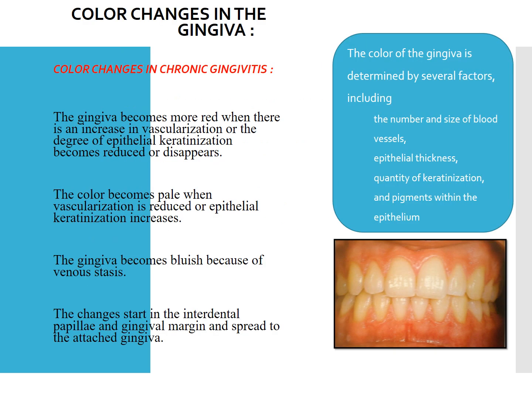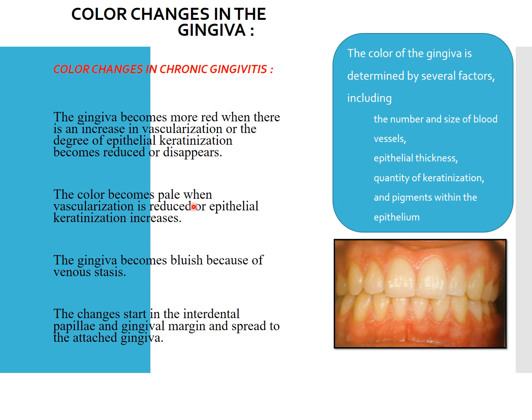Coming to the color changes in the gingiva, the color of the gingiva is determined by several factors, including the number and size of the blood vessels, epithelial thickness, quantity of keratinization, and number of pigmented cells in the epithelium. When there is inflammation, the gingiva becomes more red, as there is an increase in vascularization and the degree of keratinization is reduced. The color becomes pale when the vascularization is reduced or epithelial keratinization increases.